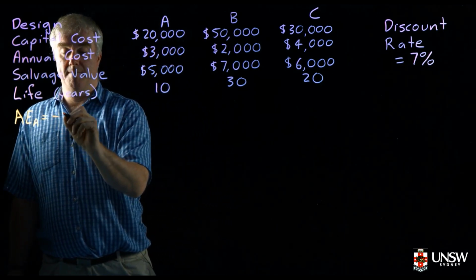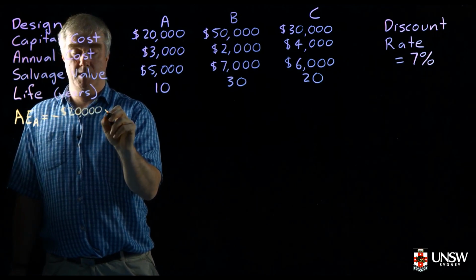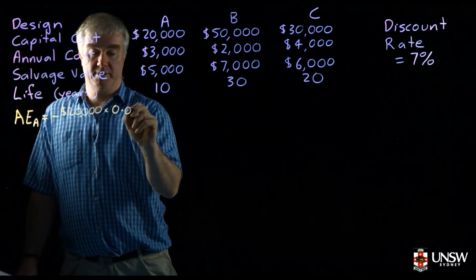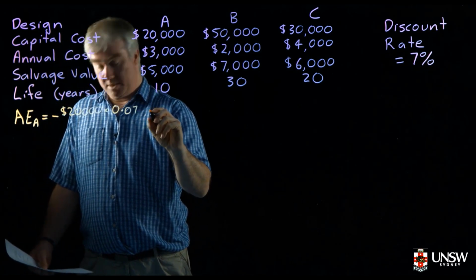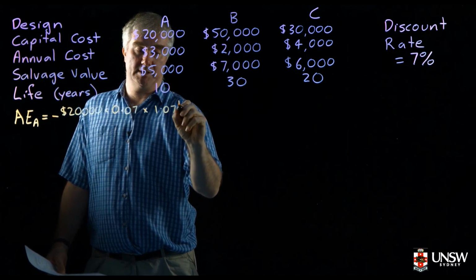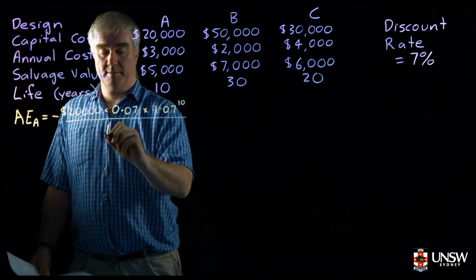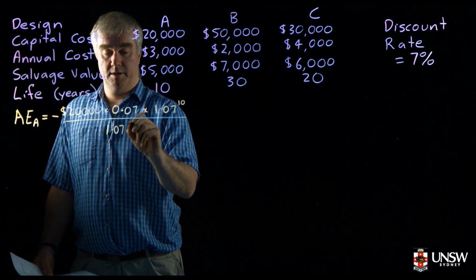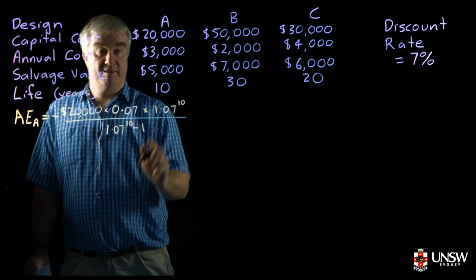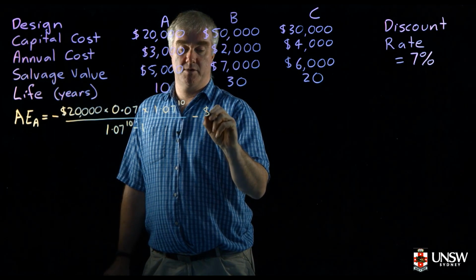So it's going to be minus 20,000 times 0.07 times 1.07 to the power of 10, because it's a 10-year project, all divided by 1.07 to the power of 10 minus 1. Then we have to consider the annual cost. So this is going to be minus $3,000.